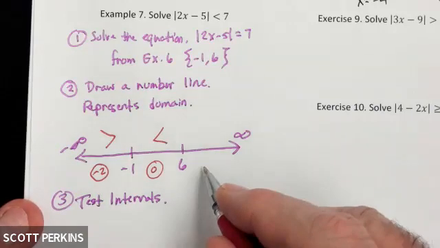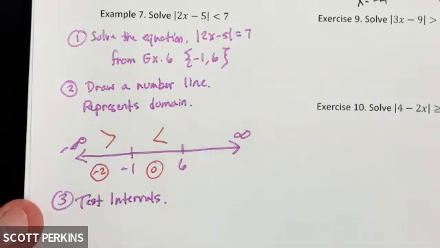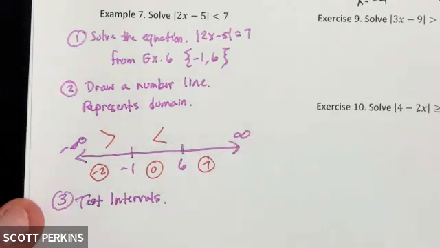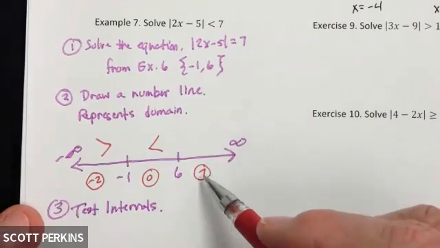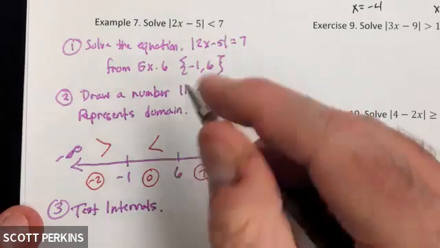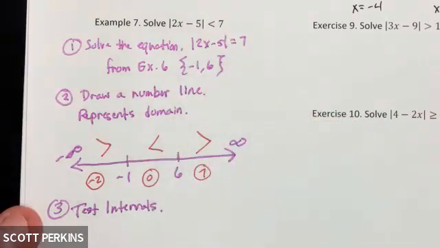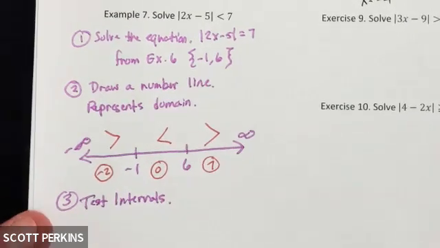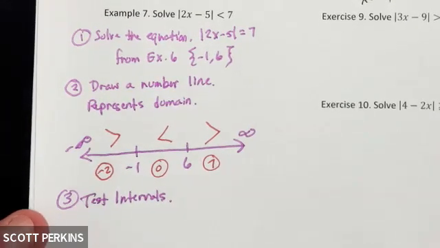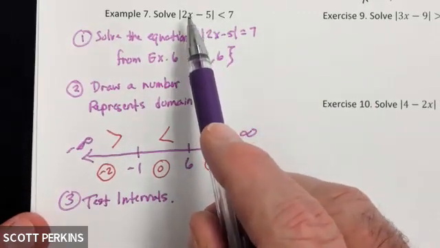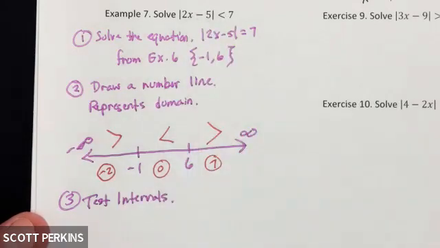And then finally, give me a number in this last interval from 6 to infinity. Sure, 7 or 19 or 142, whatever you feel like. And so when I put 7 in, 7 times 2 is 14. 14 minus 5 is 9. Absolute value of 9 is 9, which is bigger than 7. And so now we're going to answer the question. I want to know what x values on my number line is the absolute value less than 7. Which interval or intervals is the answer to this?